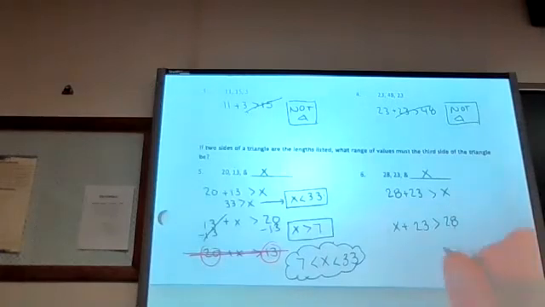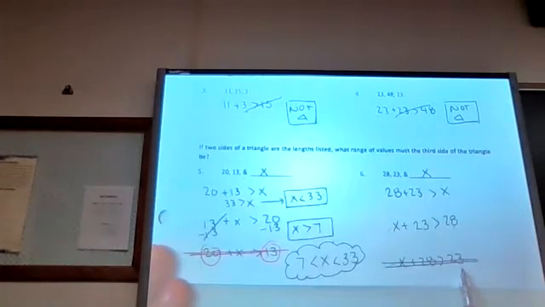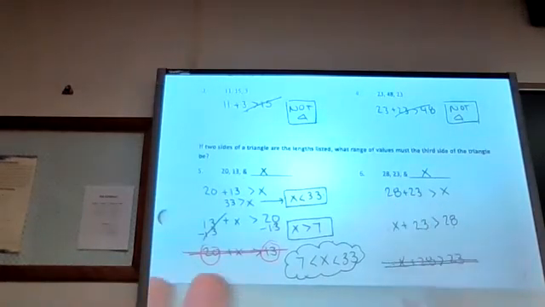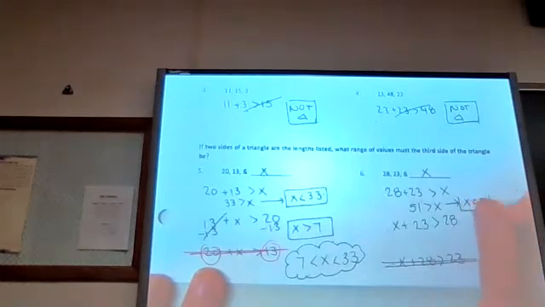I do not have to look at this one, X plus 28 greater than 23. This is the one I don't need to look at because 28 is already greater than 23. Okay, so adding these together gives me 51 is greater than X, or X has to be less than 51. Okay, there's my first value for my range.